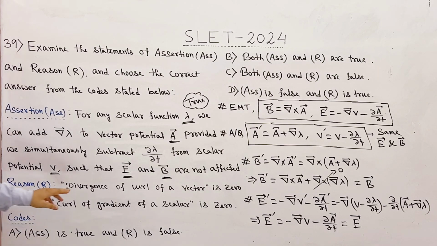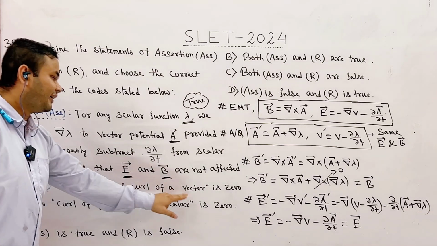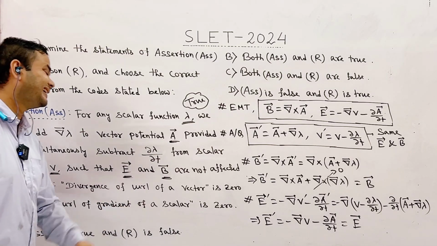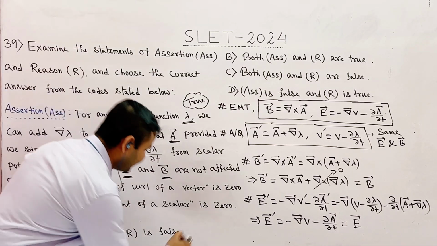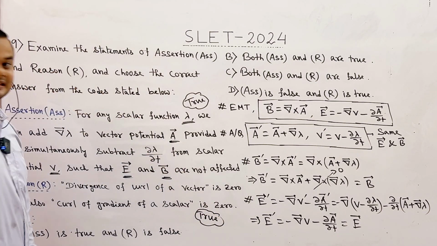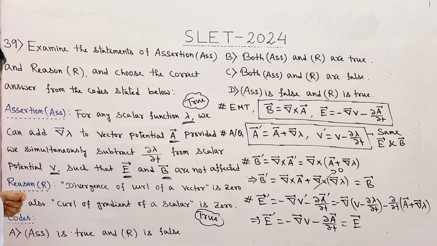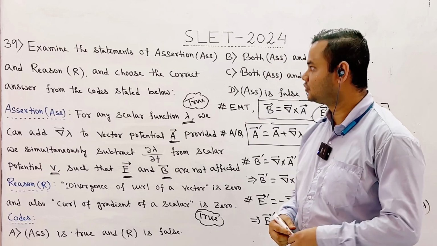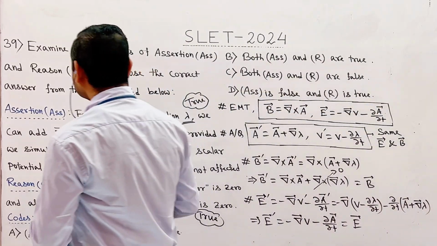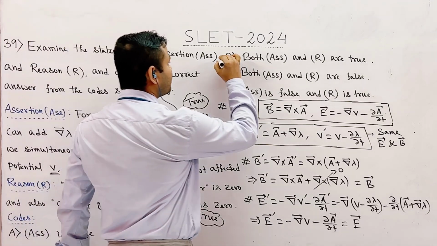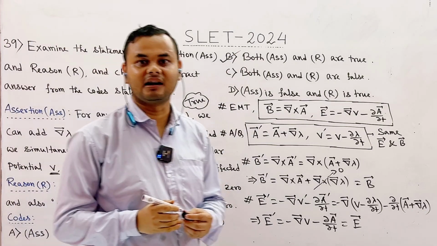Next reason: divergence of curl of a vector is 0 and also curl of gradient of a scalar is 0. This statement is also true. Okay? So this is from the vector identity topic. So after analyzing, we have seen that both assertion and reason are true. So therefore, the answer of question number 39 is option B. Both assertion and reason are true.